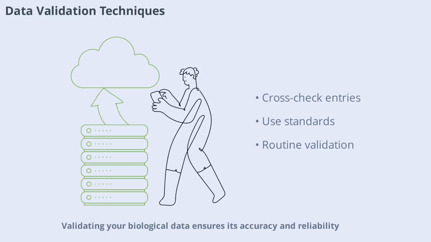Validating your biological data ensures its accuracy and reliability. Cross-check entries, compare results with known standards, and use validation tools where available. Regular validation helps catch errors early and strengthens the overall quality of your dataset. Make validation a routine part of your data collection process.